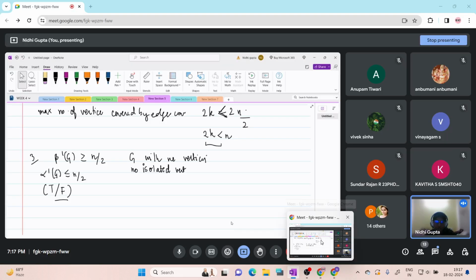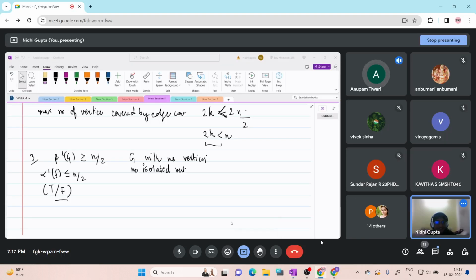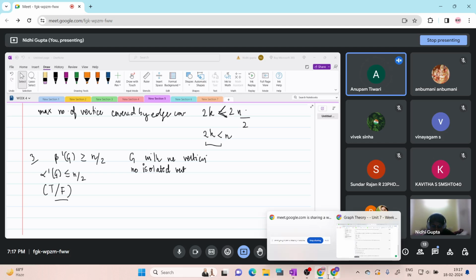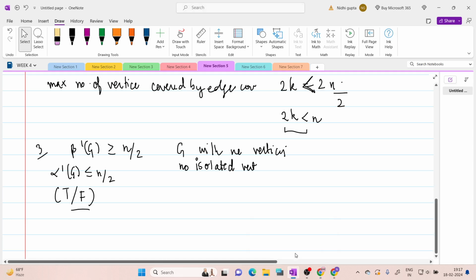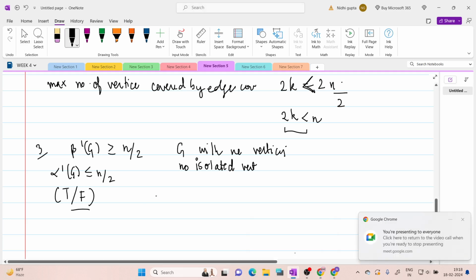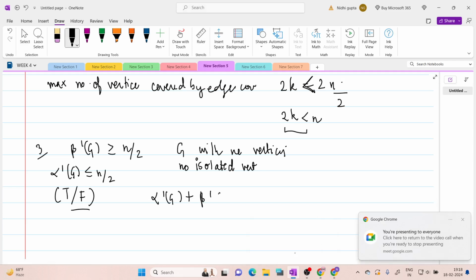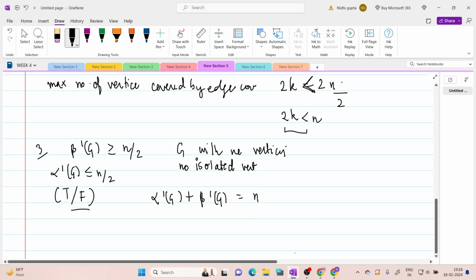Hint: we can use one of the theorems that we have done in class. Ma'am, we have said the sum is equal to the cardinality of V, which is n. Yes, which is n. So now, if one is greater than n by 2, definitely to balance the other, it should be less than n by 2. Good. Very good. So alpha dash G plus beta dash G is equal to n. This is because G has no isolated vertices.